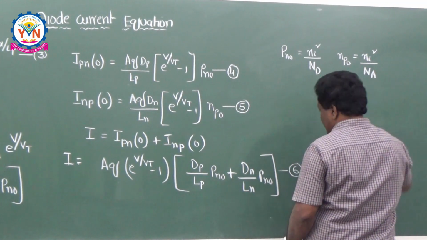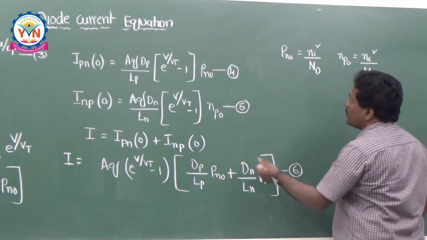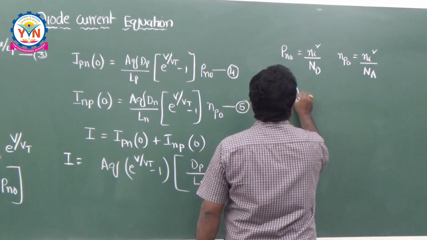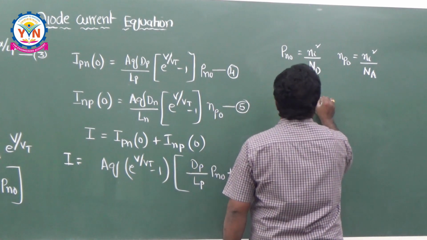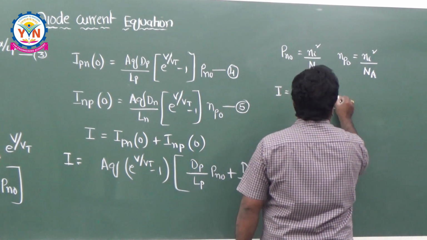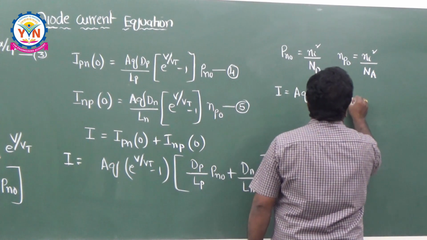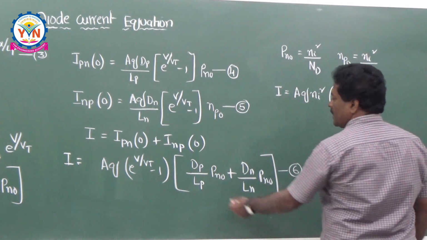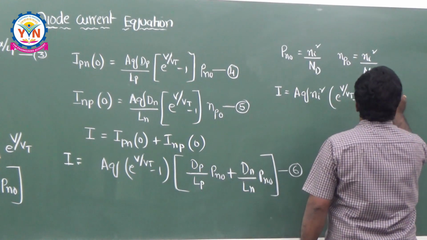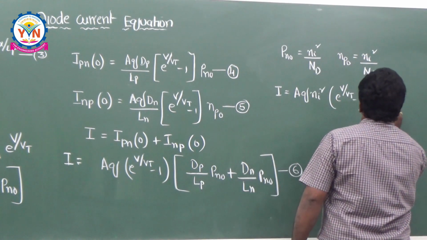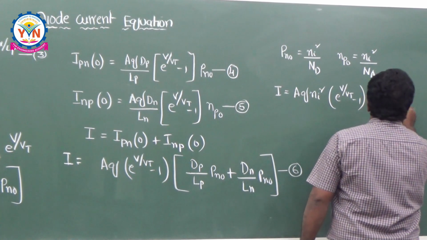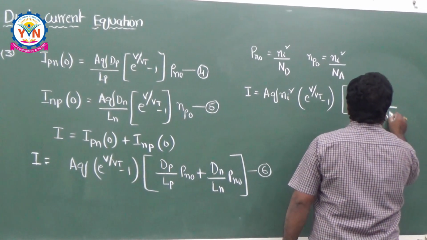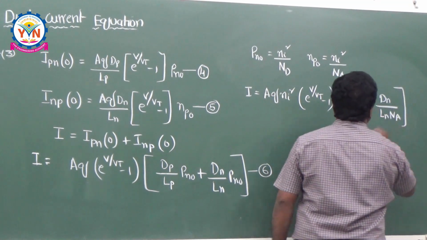Just substitute in equation 6, you are going to get I is equal to AQ into Ni square into e to the power of V by Vt minus 1 into dP by Lp into Nd plus dn by ln into Na. This is the final expression.